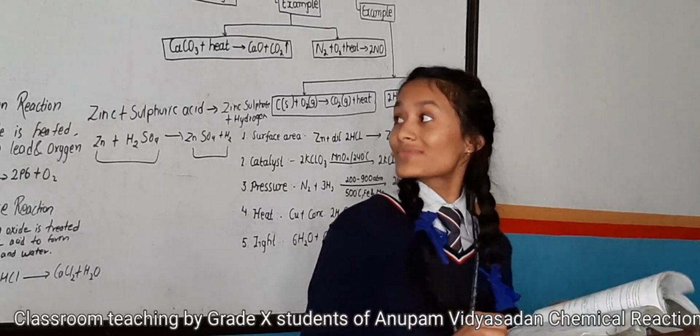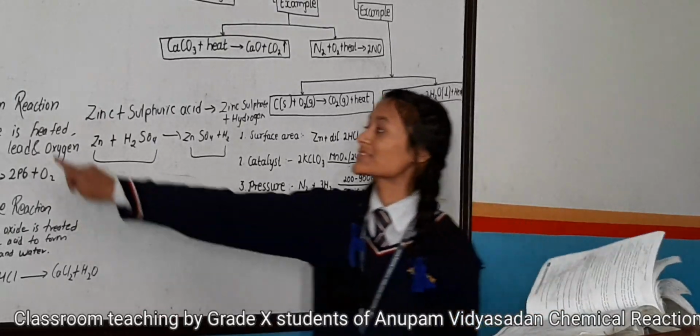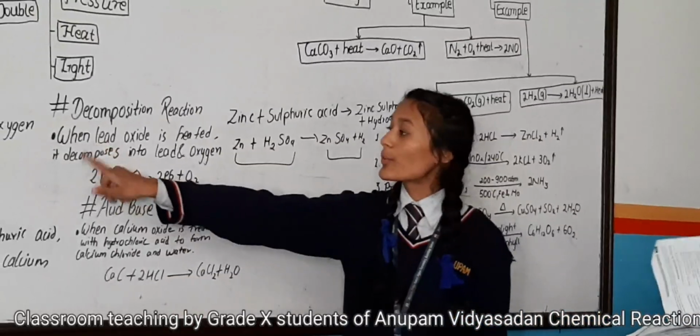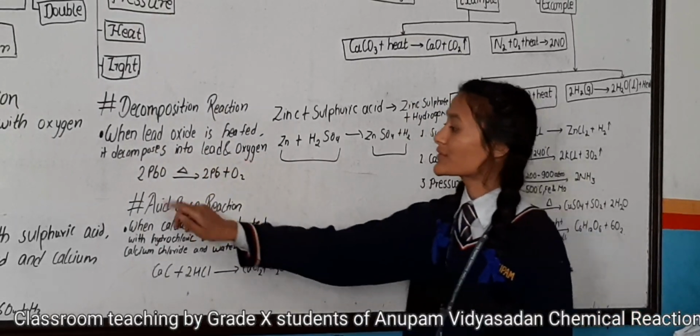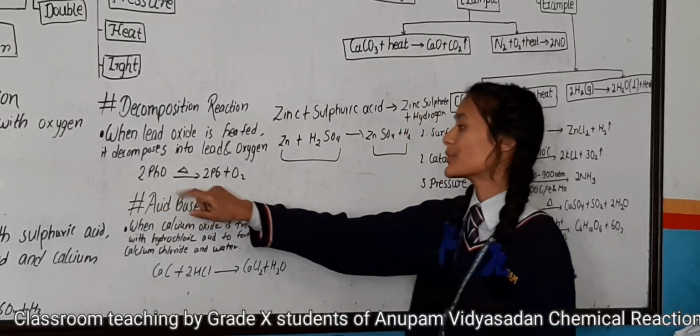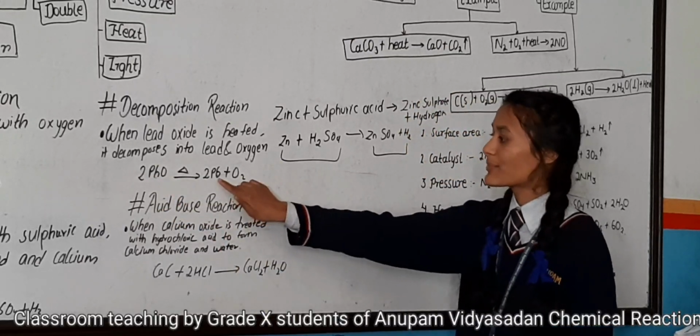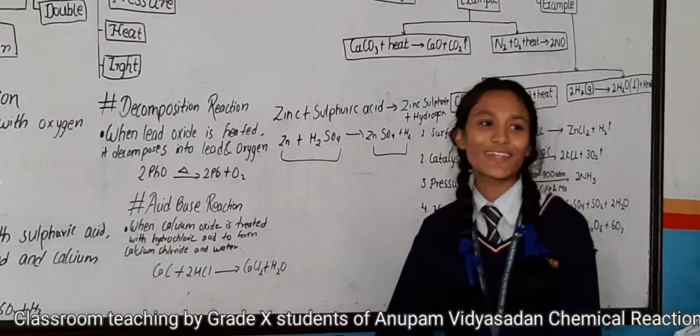And I'm going to say an example of decomposition reaction. When lead oxide is heated and decomposed into lead and oxygen, 2PbO heat gives 2Pb plus O2. Thank you and have a good day.